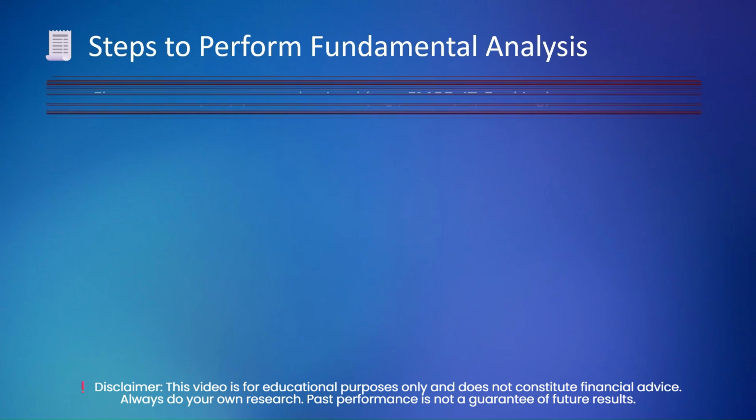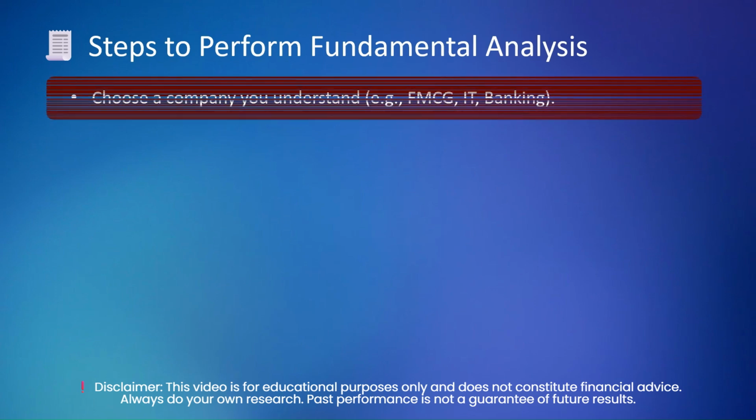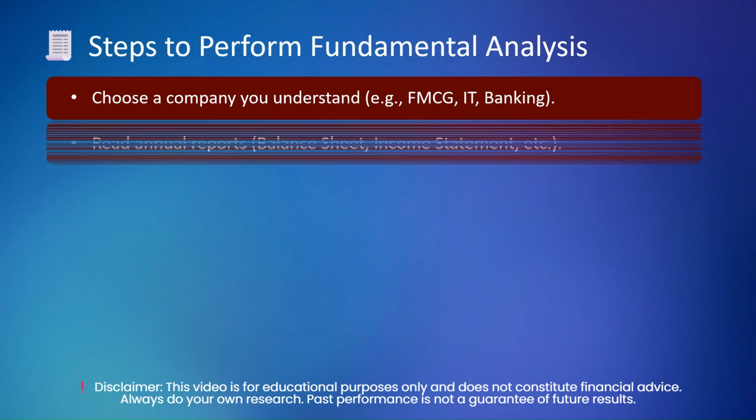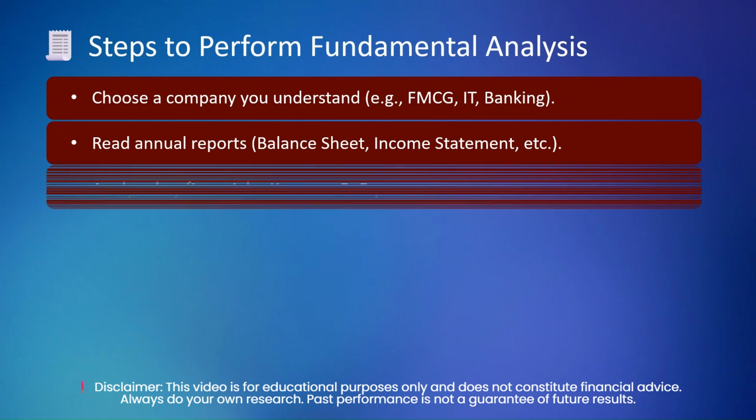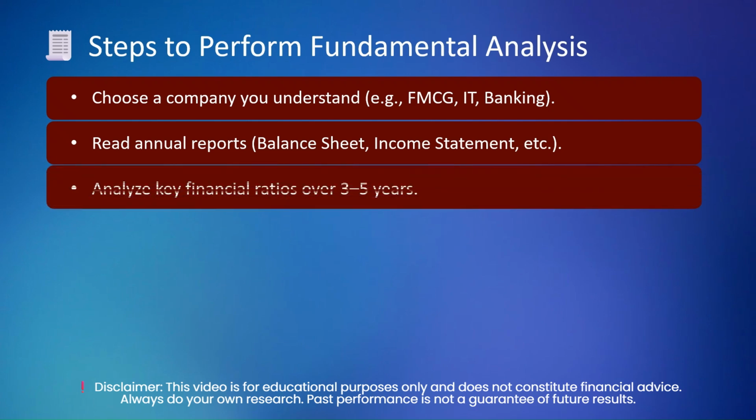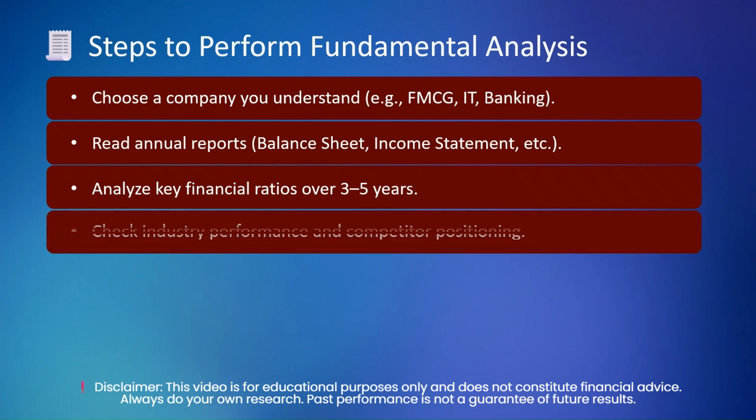Steps to perform fundamental analysis. Choose a company you understand, e.g., FMCG, IT, banking. Read annual reports, balance sheet, income statement, etc. Analyze key financial ratios over 3 to 5 years. Check industry performance and competitor positioning.